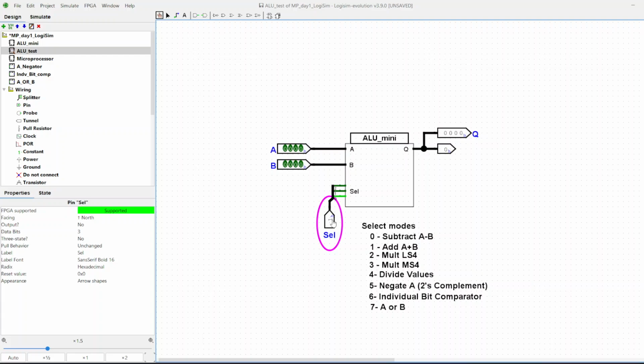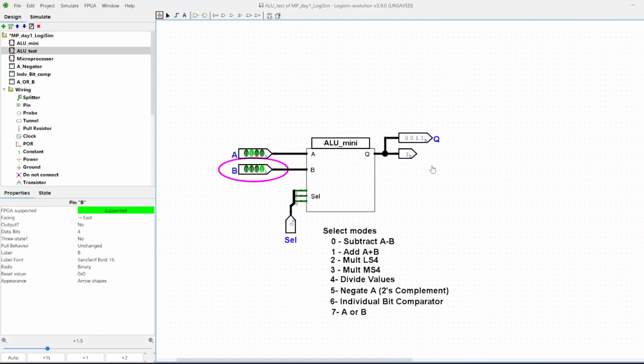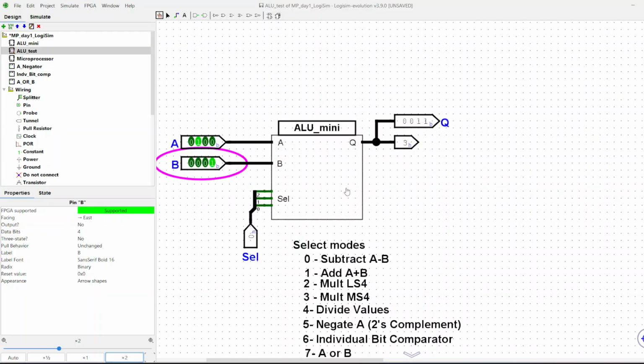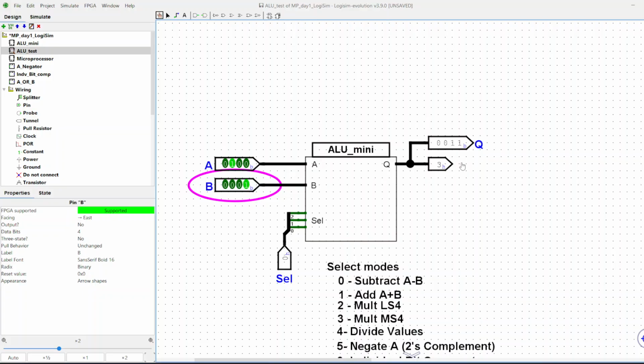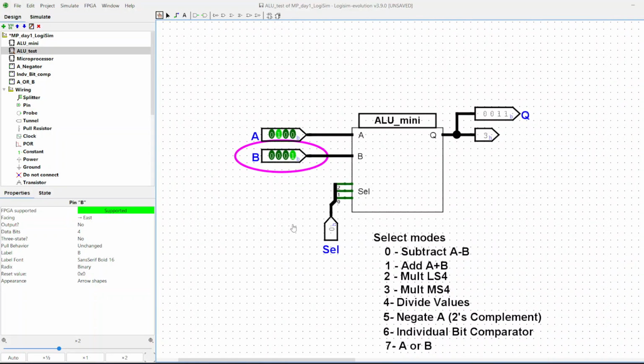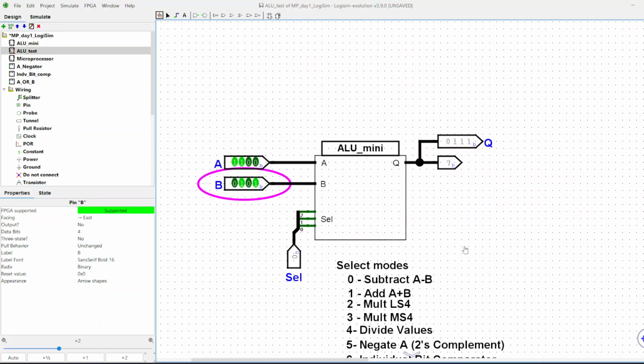For mode 1, or let me get back to mode 0, it's supposed to be subtracting A minus B, so let's do 4 minus 1, and as you can see, we get the result right over here in 2 different ways, in binary and hexadecimal. And let's try 12 minus 5, we're gonna get 7.